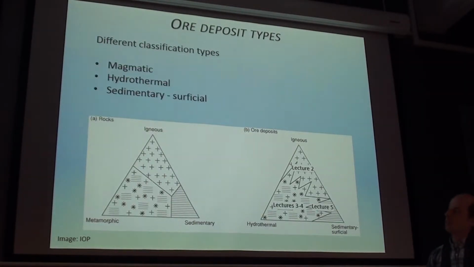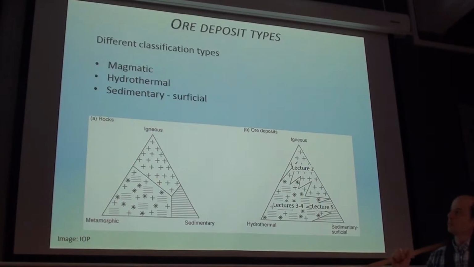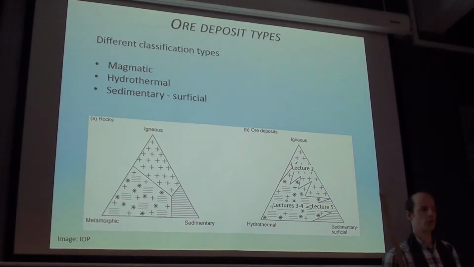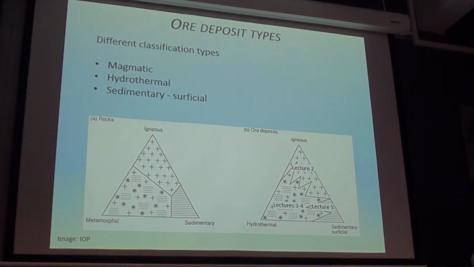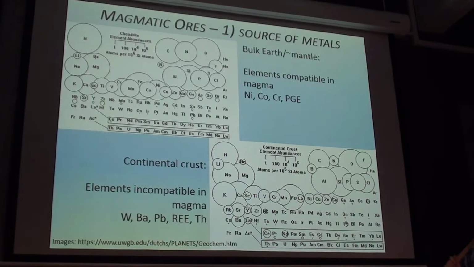And independently of the ore deposit type, whether they are magmatic, hydrothermal, or sedimentary, those processes are somehow all needed to form a decent deposit. So looking first at magmatic ore deposits, and as I mentioned, the source of metals is either the mantle or the crust.